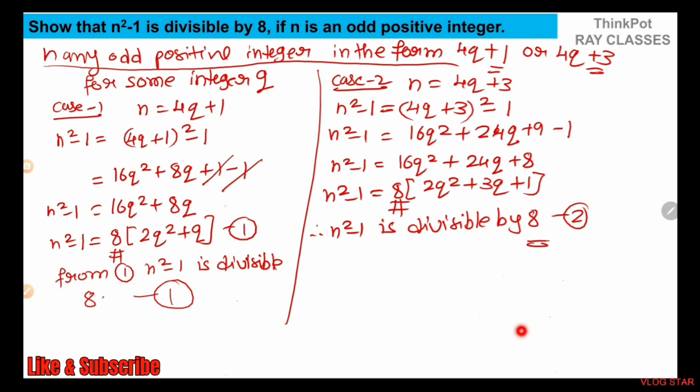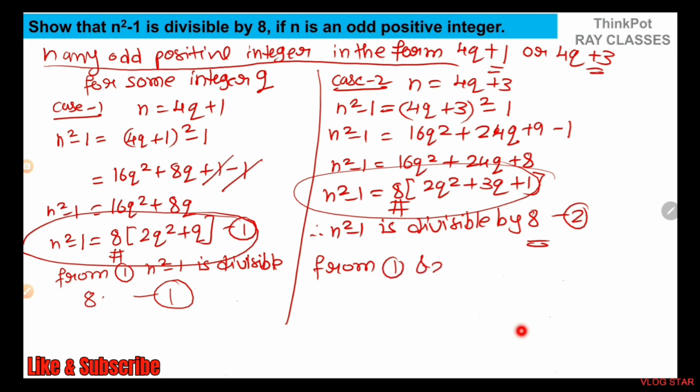Okay, so from 1 and 2, we can see that n square minus 1 is divisible by 8. That is what we wanted to prove. So these are the methods, and you can say these are the applications of Euclid division lemma.